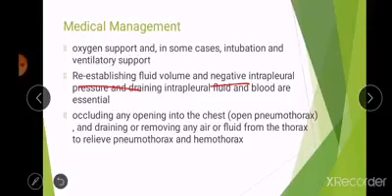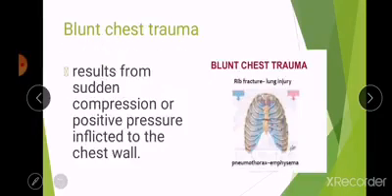So, those are the medical management of your chest trauma. Let's go to your blunt chest trauma. Yung blunt chest trauma, it results from sudden compression or positive pressure inflicted into the chest wall. Ito, wala siyang opening, walang penetration ng object into the chest wall.